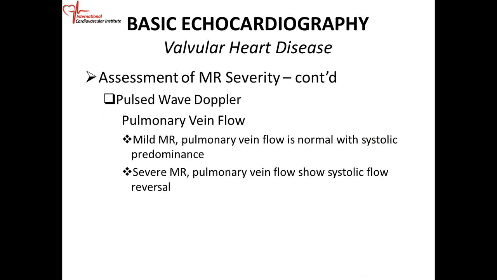Pulmonary vein flow. You cannot talk to me about the severity of mitral regurgitation unless you give me a pulmonary vein flow. You have to do a pulmonary vein flow. With mild mitral regurgitation, you get a systolic predominance, and with severe mitral regurgitation, you get systolic flow reversal. That's crucial. So with mild MR, pulmonary vein flow is normal with systolic predominance, and with severe MR, you get systolic flow reversal.